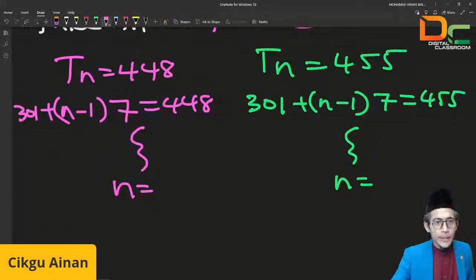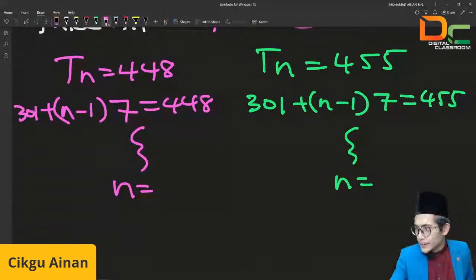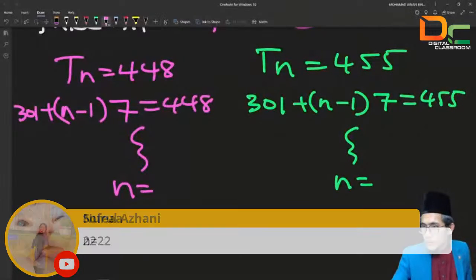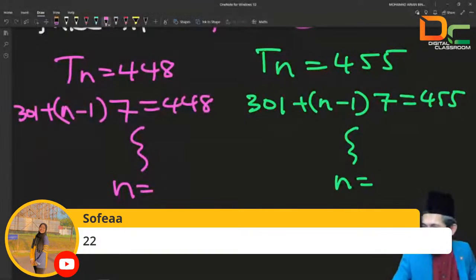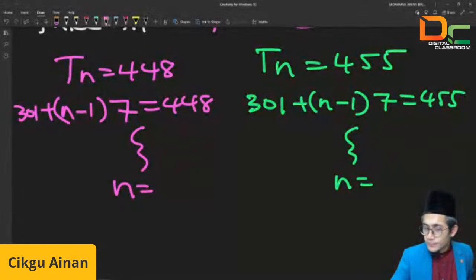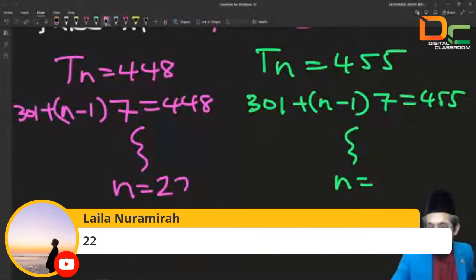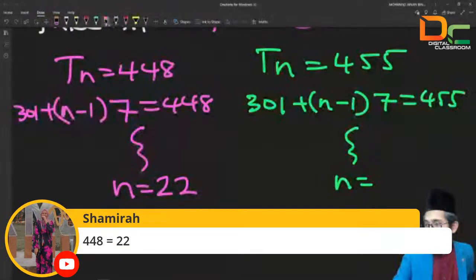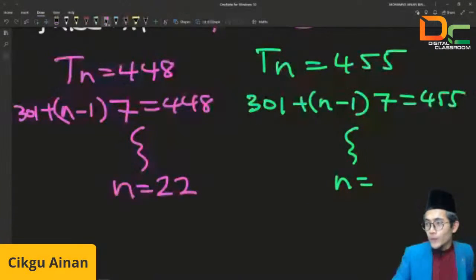N22. Okay, N22 tu pink ke hijau ni? Dua-dua is the pink one. Ya. Okay, bagus. Laila pun jumpa. Okay, bagus. 448, 22. Betul lah tu. Okay, and then the green one is 23 lah. Dah memang sebelah dia kan.